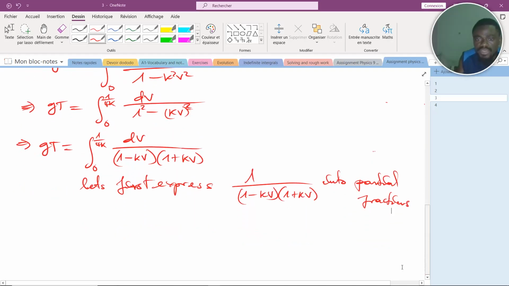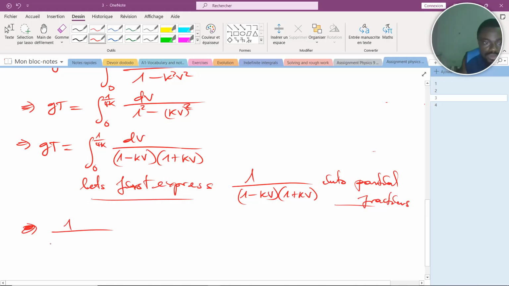Okay, look, they said that k is a constant, so the variable is v. What is this? This is a linear expression. This is also a linear expression. So these are two linear expressions. You understand? So let's express this in partial fractions.